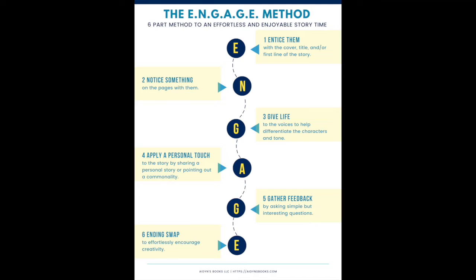Number 4 is apply a personal touch. Number 5 is to gather feedback with simple yet effective questions. We don't want this to feel like the SATs, y'all. And then number 6 is an ending swap. And this is something that I have been doing with my son for a few years now.